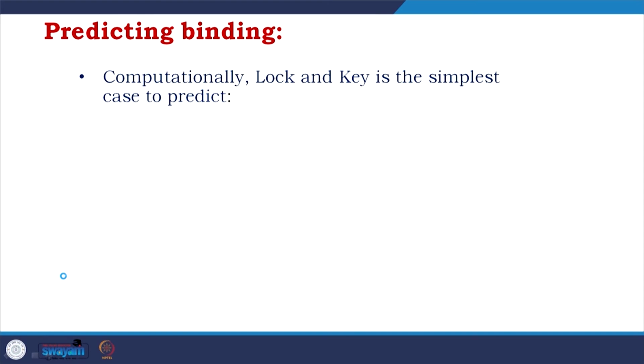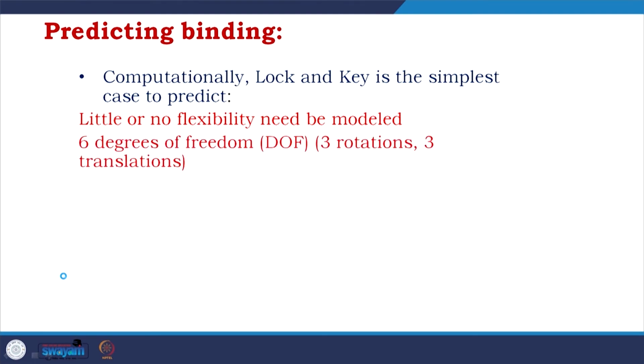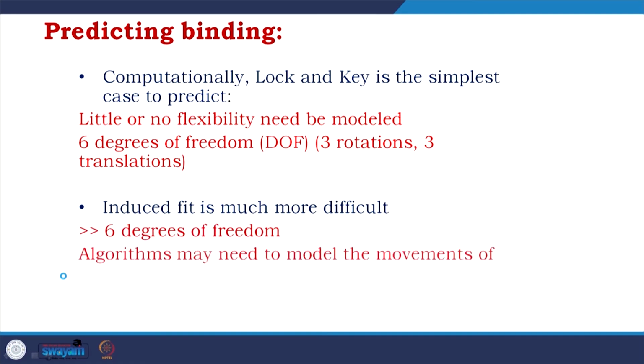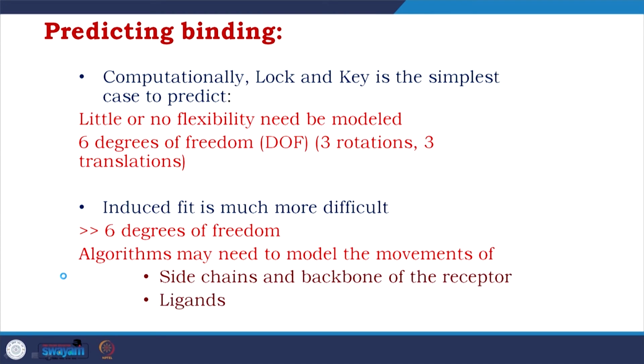So, predicting binding computationally: as I told, lock and key is the simplest case to predict. Little or no flexibility needs to be modeled, 6 degrees of freedom, 3 rotation, 3 translation. Induced fit is much more difficult, with much greater than 6 degrees of freedom. Algorithms may need to model the movements of the side chain and backbone of the receptor and ligands. Now, here you see you are considering your protein and then a small molecule is coming.